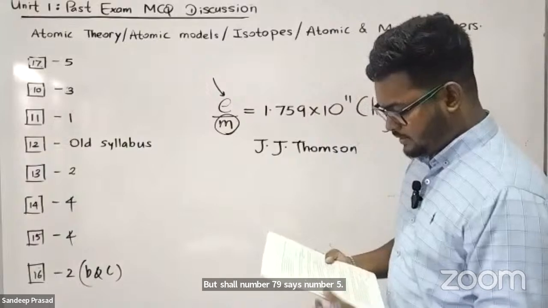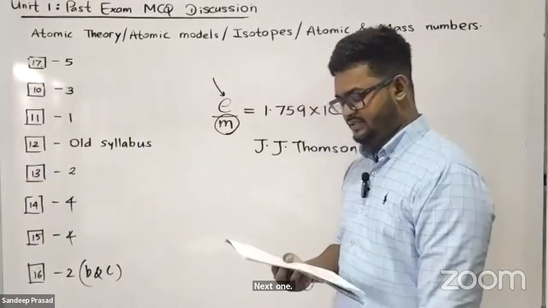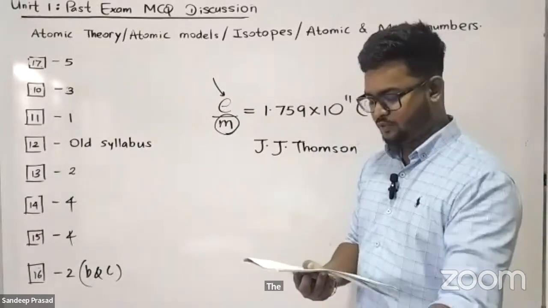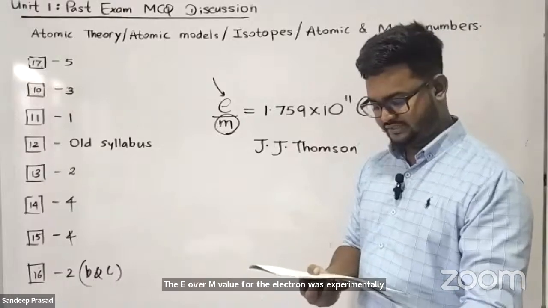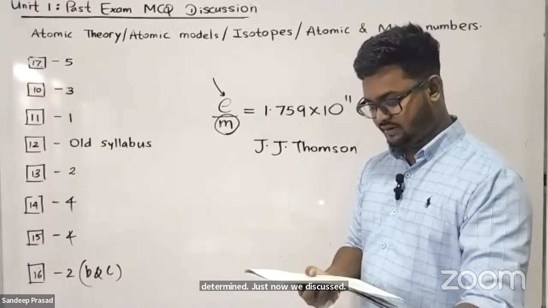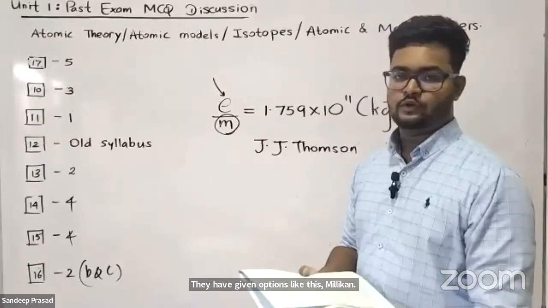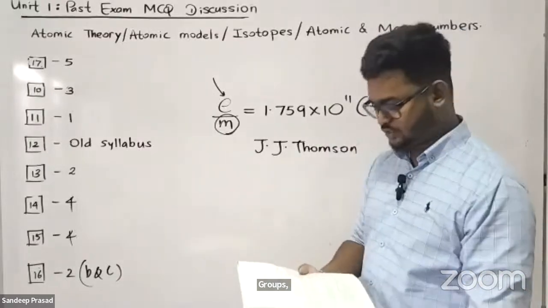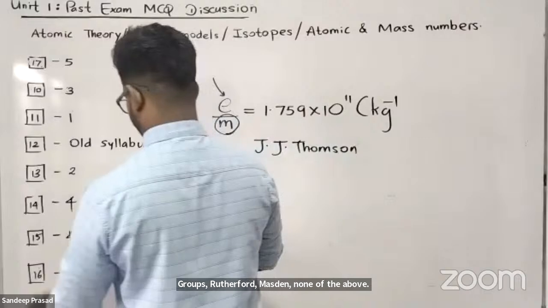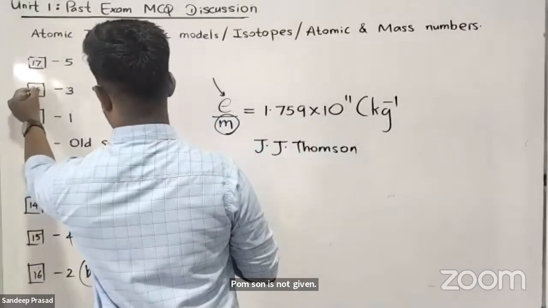Next one. The e over m value for the electron was experimentally determined. Just now we discussed. They have given options like this: Millikan, Crookes, Rutherford, Marsden, none of the above. Thomson is not given, so therefore the correct answer is what? None of the above. Question number 18, answer is number 5.